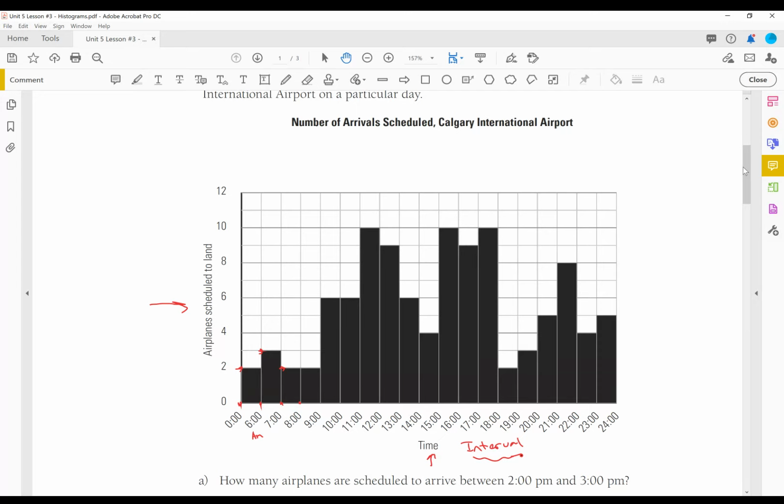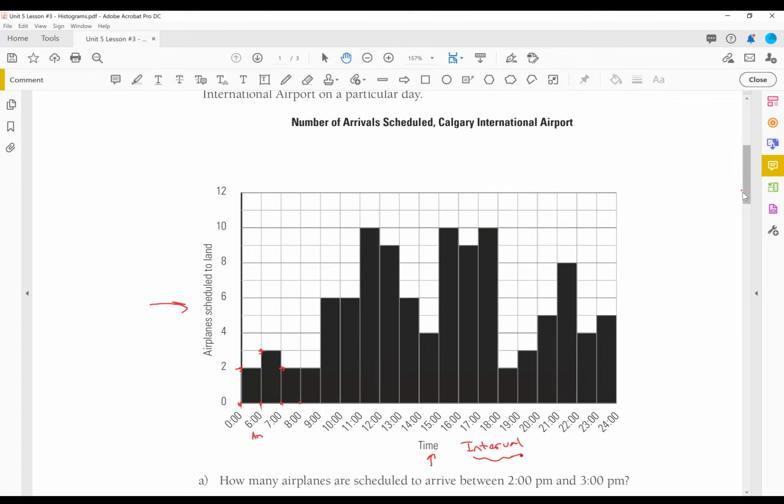And notice that our first interval is 6 hours long, but because we only have 2 planes scheduled to land between those hours, it's okay. We can have a 6-hour interval here, and then we have an hour-long interval continuing on through the remainder of the day.